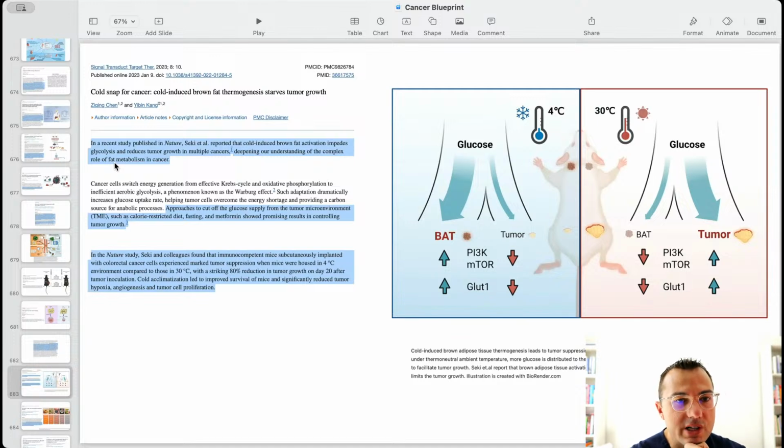Cold-induced brown fat thermogenesis starves tumor growth. Published January 9th, 2023. In a recent study published in Nature, it was reported that cold-induced thermogenesis, or brown fat activation, impedes glycolysis and reduces tumor growth in multiple cancers, deepening our understanding of the complex role of fat metabolism in cancer. It later says, well, actually, I'm just going to read the whole thing.